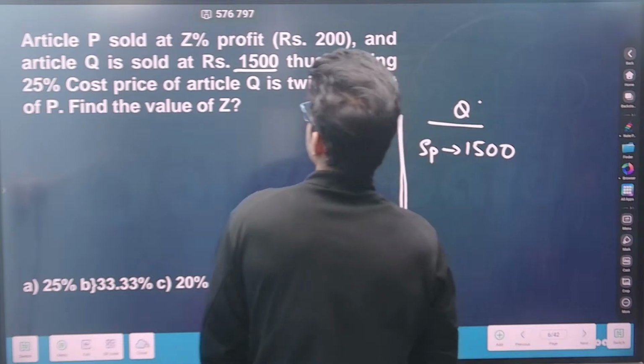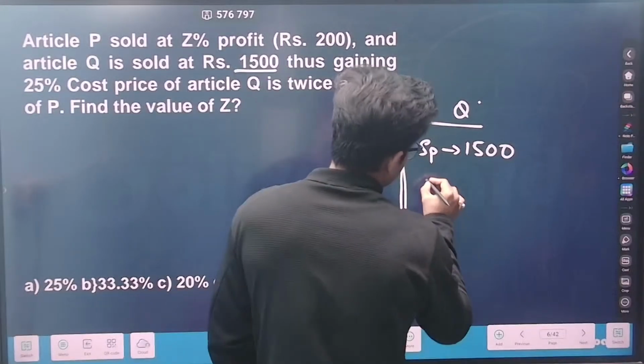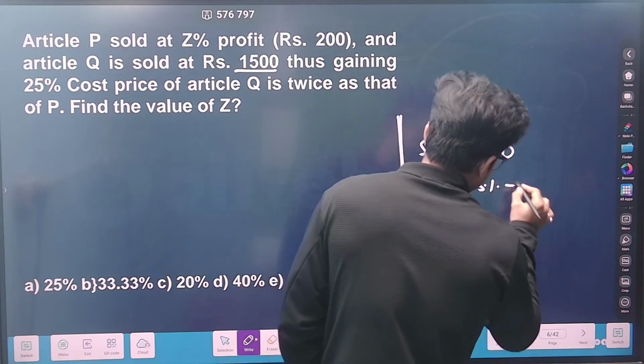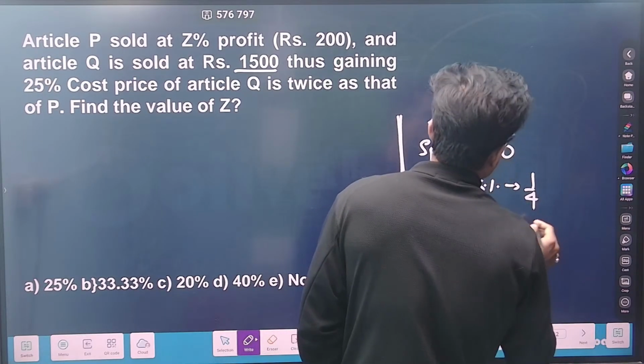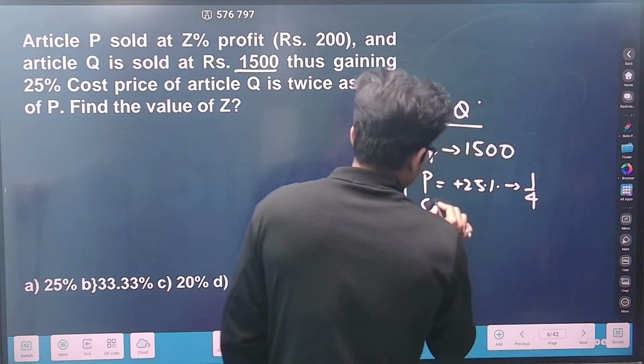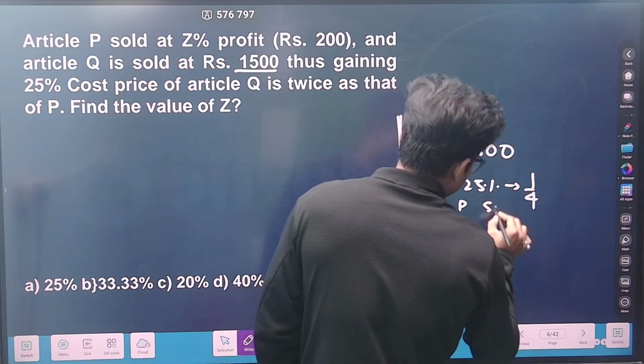I hope this is clear. Gaining 25%, so basically profit is plus 25%. 25% means 1 by 4. So basically the value of 5 is 1500. From here my cost price is 4, my profit is 1, so my selling price would be 5.